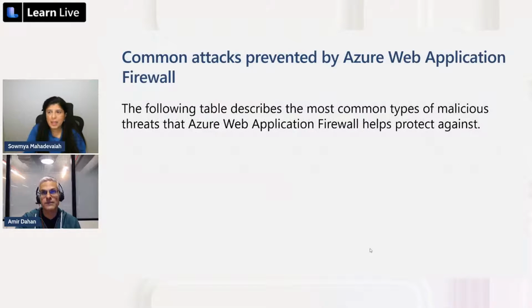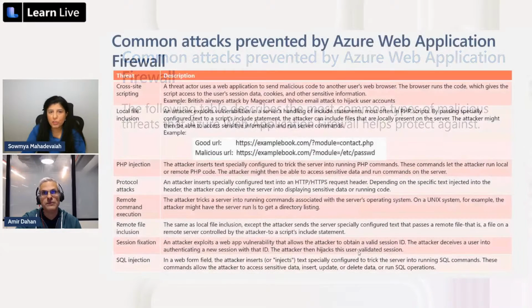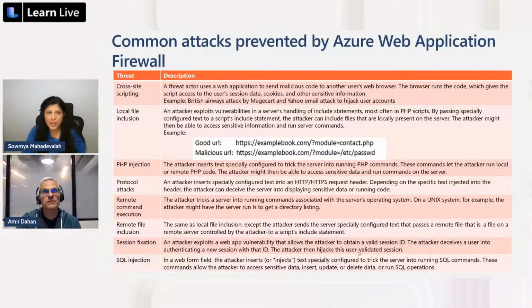Now, I want to pivot a little bit and talk about application layer attacks, some common web attacks. There are a wide variety of attacks, and I will not go through each one of them, but I want to touch upon a few important ones. Cross-site scripting is a very common web attack. In this case, the malicious actor sends malicious code to another user's web browser. In this attack, it's not the web application that is the target, but the users of that web application.